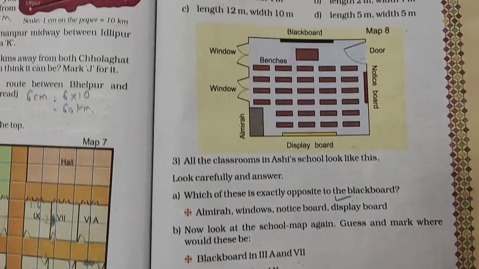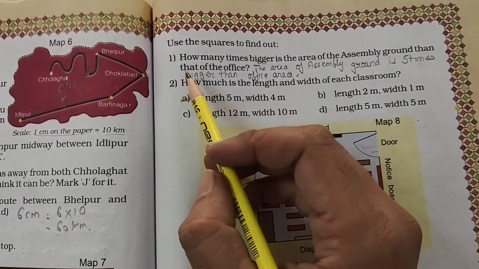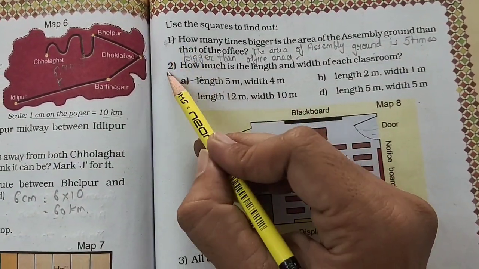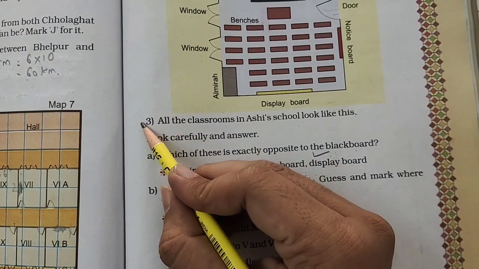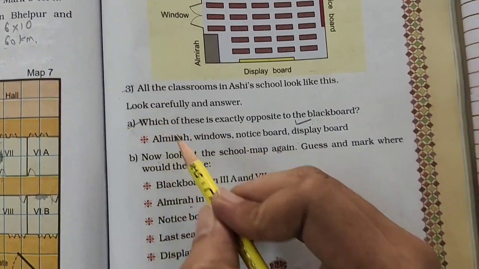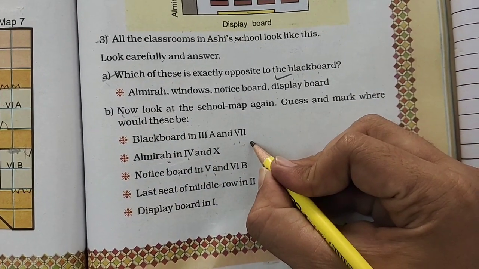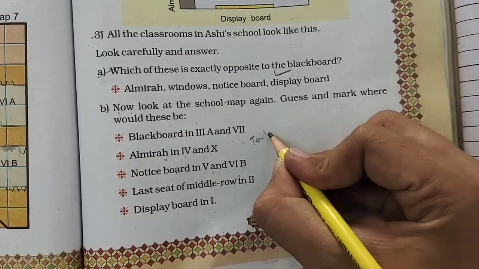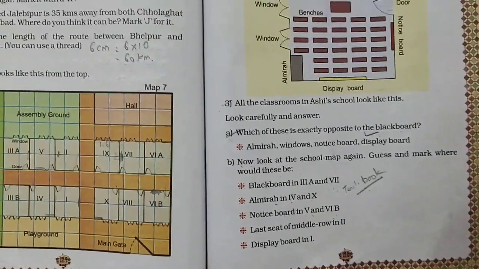Everybody understood? So today we are supposed to write this down. You are supposed to write question number 1 in your notebook, question 2 in your notebook, question 3A in your notebook, and question 3B you are supposed to do in the textbook only. Okay? Understood students?